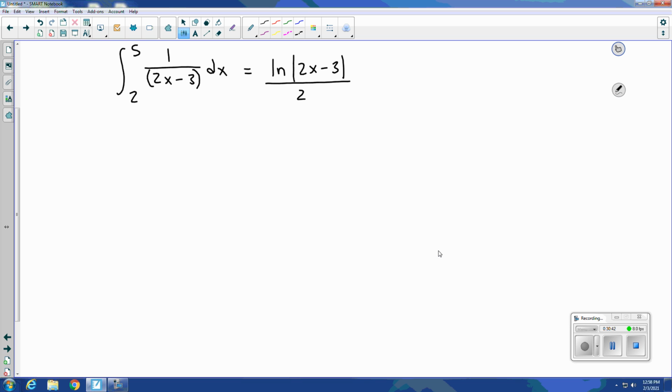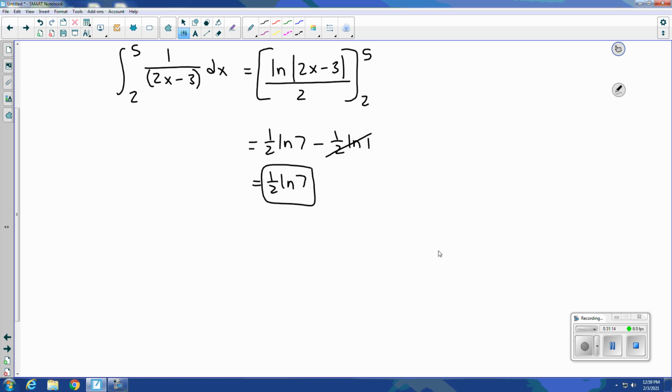And we get that. Now this is evaluated, supposed to be from 2 to 5, but I copied it down wrong. So if we plug in 5, I'm going to get 1/2 ln of 7, minus 1/2 ln of, we plug in 2, we'll get 1. Okay, now ln of 1 is 0, so that whole thing goes away, and we just have 1/2 ln of 7. So there's an example of doing a problem like that.